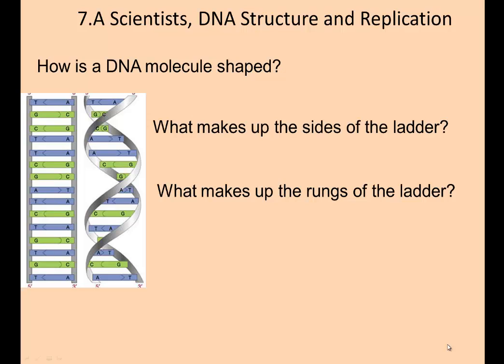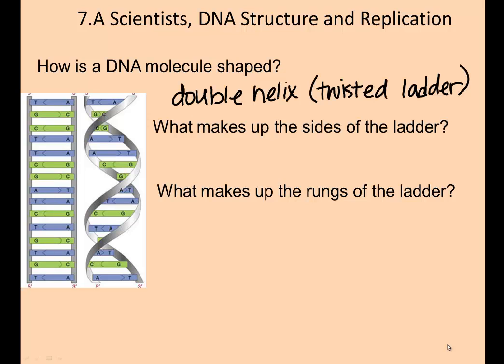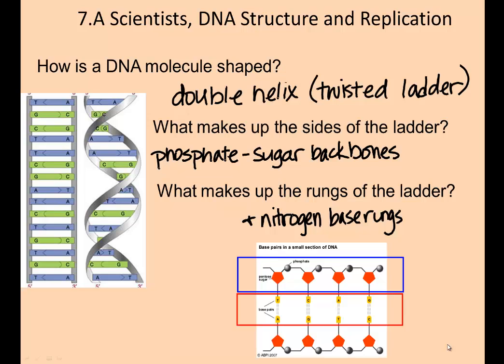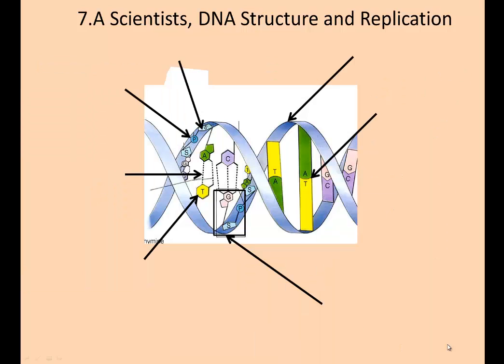How are DNA molecules shaped? It's a double helix, which means a twisted ladder. What makes up the sides of the ladder? If you take a look, the base pairs are in the middle, so that means that the sugar and the phosphate make up the backbone, and the nitrogenous bases make up the rungs. I had them look at this picture, so the sugar and the phosphate, one group, and the nitrogenous bases with their hydrogen bonds, the base pairs, the other group.